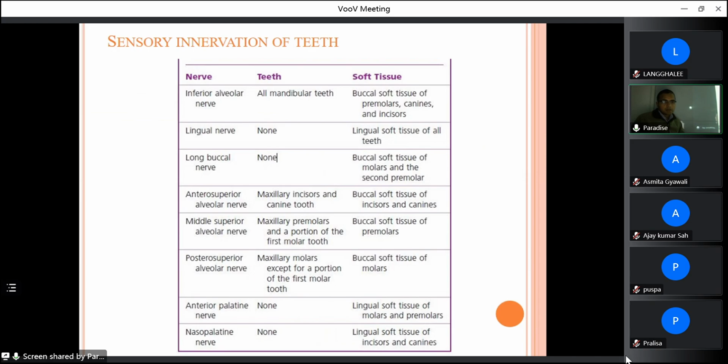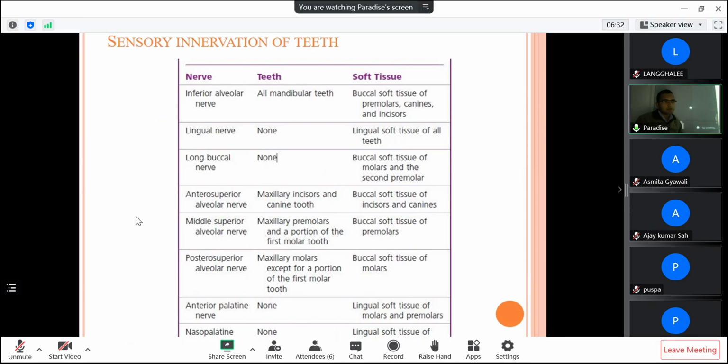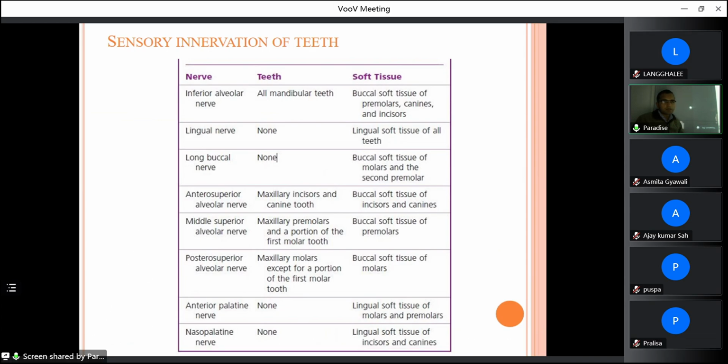So, sensory innervation of teeth. In case of mandibular teeth, all the mandibular teeth are supplied by the inferior alveolar nerve. The inferior alveolar nerve supplies the pulp tissue of all the teeth as well as the buccal gingiva of premolar and anterior teeth. Only the buccal gingiva of molars is supplied by the long buccal nerve, and all the lingual tissue is supplied by the lingual nerve.